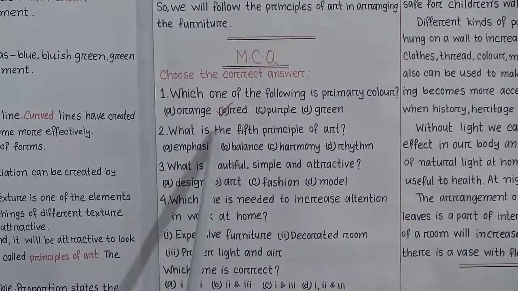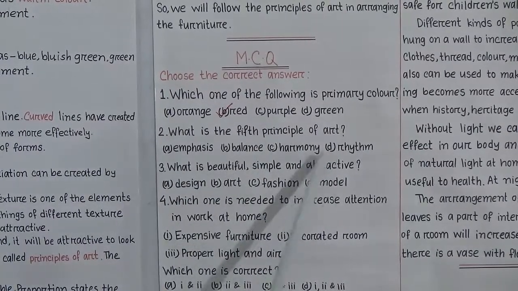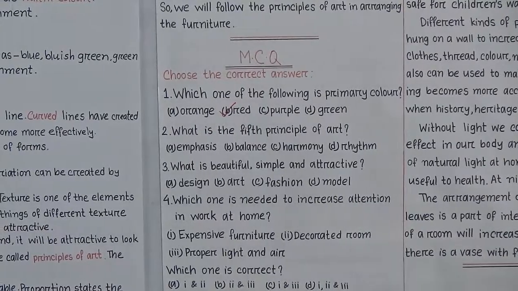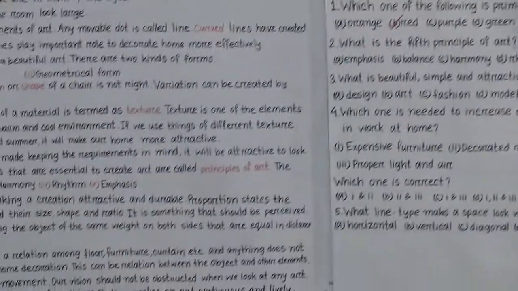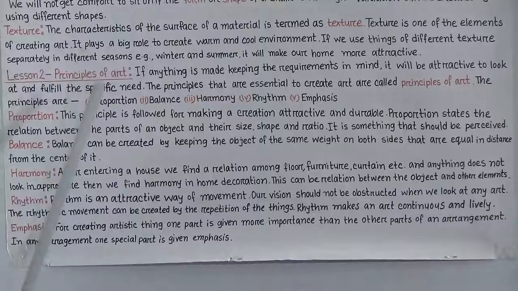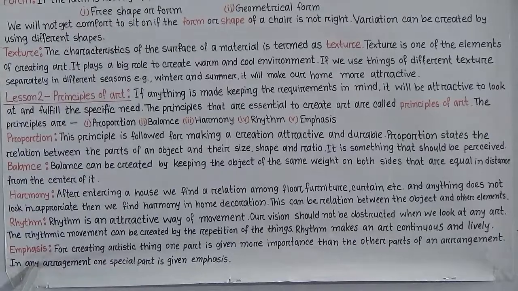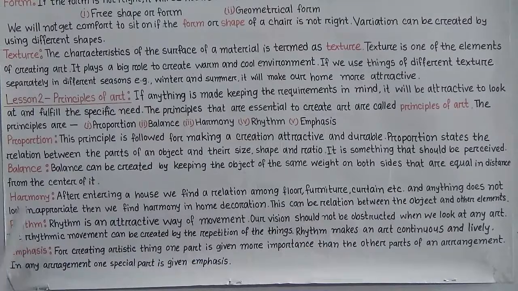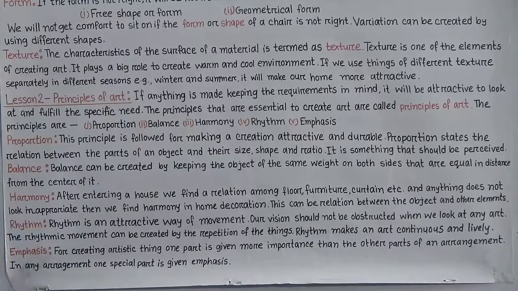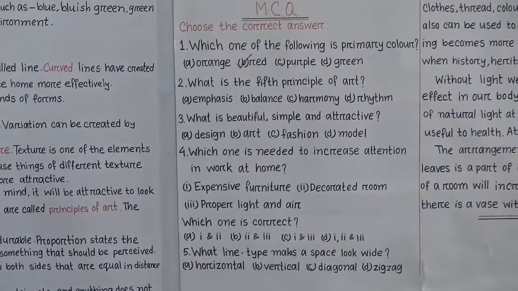Now 2. What is the fifth principle of art? Options are emphasis, balance, harmony, rhythm. We learn about the principles of art. Come to lesson 2. We find 5 principles. They are proportion, balance, harmony, rhythm, emphasis. Say with me one more time. Proportion, balance, harmony, rhythm and emphasis. If you count 1, 2, 3, 4, 5, that means the fifth one is emphasis. And our question is, what is the fifth principle of art? So definitely it will be emphasis.